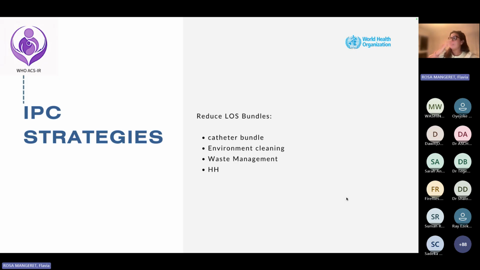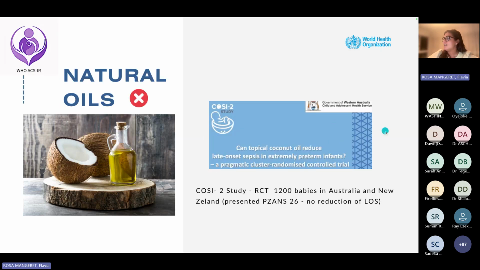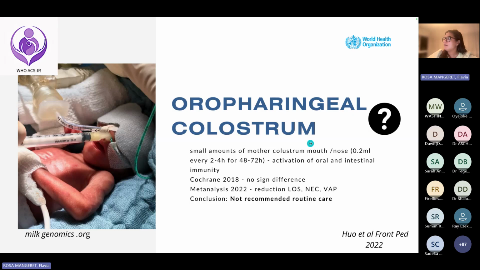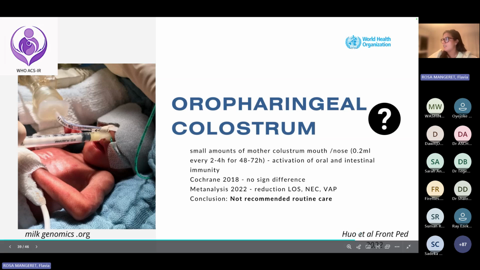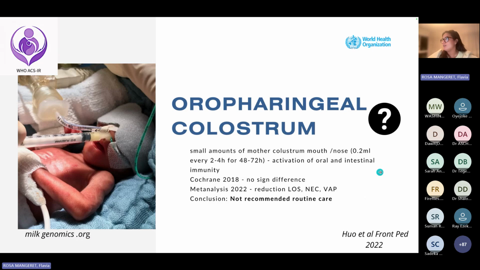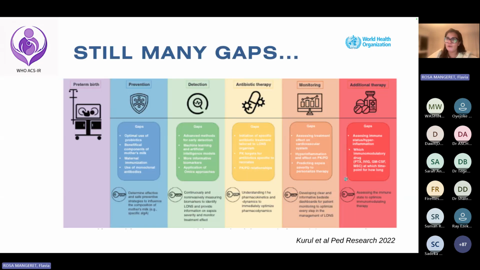IPC, so we already had the IPC seminar, and we already talked about bundles, and basically IPC is an extremely important strategy to reduce late onset infection in the NICU. There are some studies on natural oil. There is a study of coconut oil whose results were just shown at a congress in Australia, and it was not effective to reduce neonatal sepsis. And there are some studies still being done on oropharyngeal colostrum. This could be something that will have an impact, but it's not proved yet. We have different values in different studies. So it's not recommended yet as routine care. Not for this purpose, but of course, this baby should receive colostrum. And again, we can always give small drops of colostrum to babies as part of a whole bundle of care.